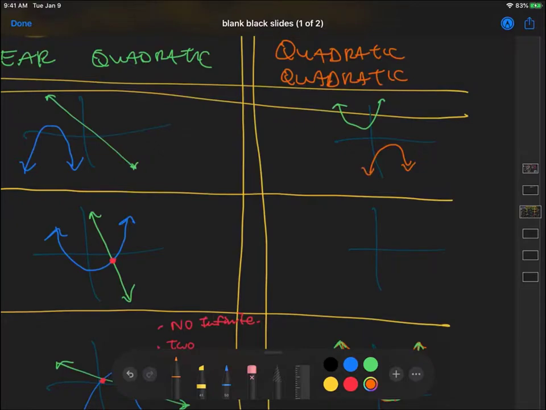Okay, how about a graph that has quadratic that has one solution? Okay, this one's going to be a tough one. Let's see if we get it. There's one. How do you get the second one? Whoa! Take a look right there. Bam! One solution.